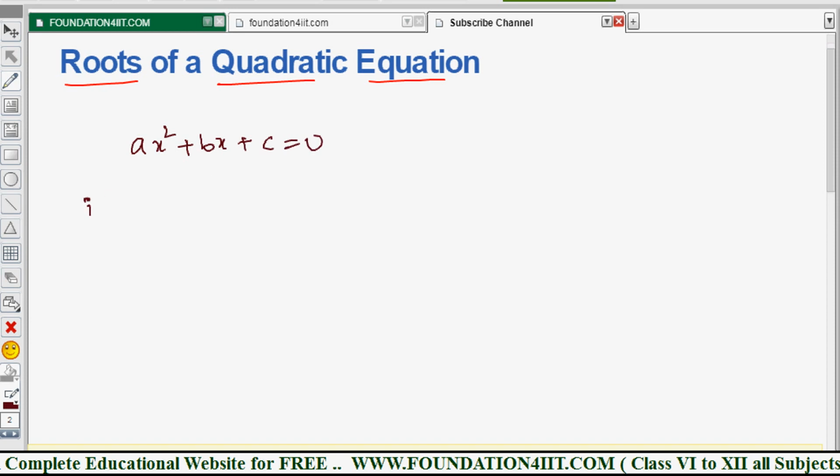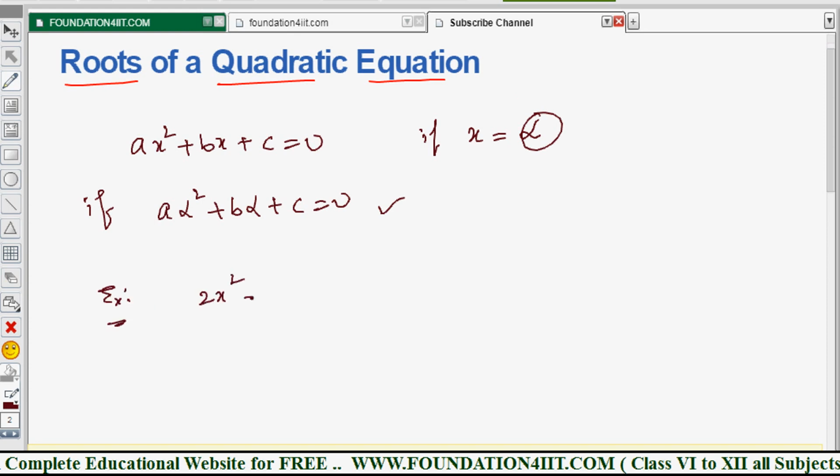In the place of x, let me keep alpha. That means if in the place of x we keep alpha, any number, some variable which I am taking, now let us take a alpha square plus b alpha plus c is equal to 0. In case it is 0, then this is the root. Let me take an example to make it clear for you.